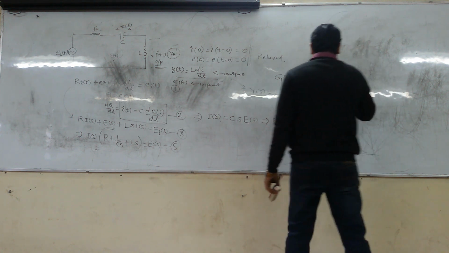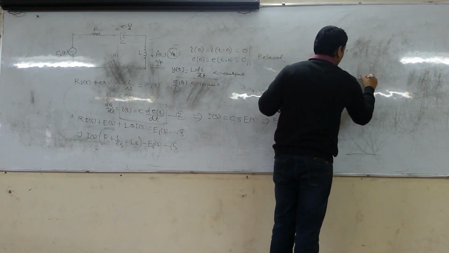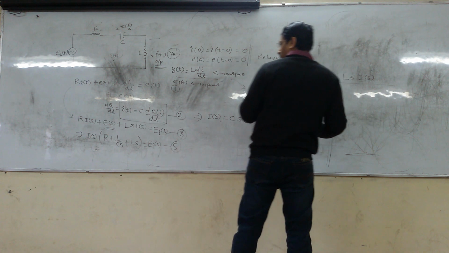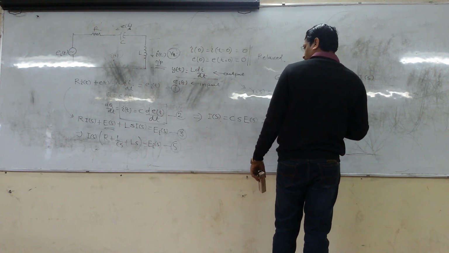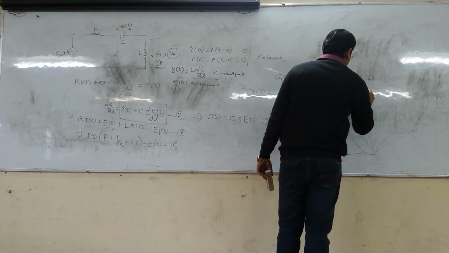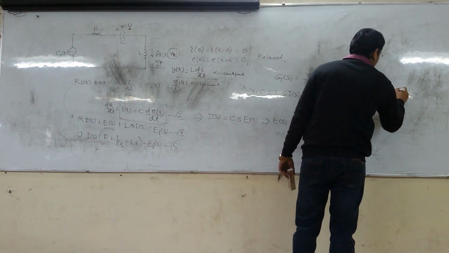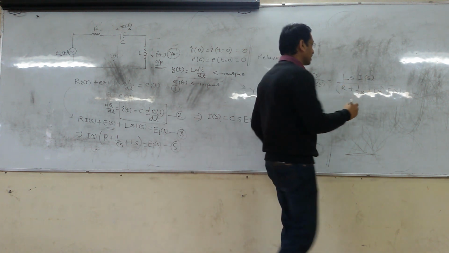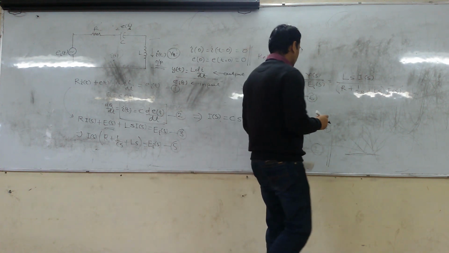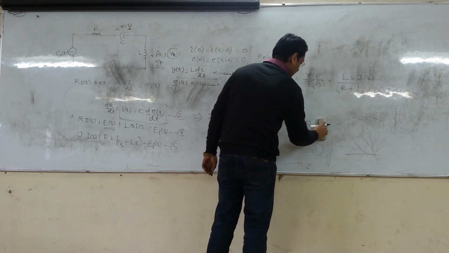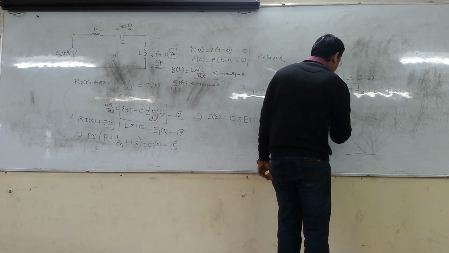Y(s), I am going to take the value from equation 6, that will be equal to L into S into I(s). Great. Now I am going to take the help of equation 5. R plus 1 upon CS plus LS multiplied by I(s). In this I(s) and I(s) will be cancelled out. Okay. So finally, after a little bit of rearrangement, what you get?